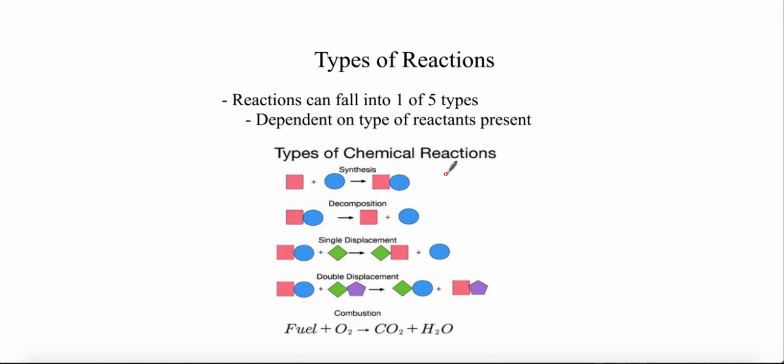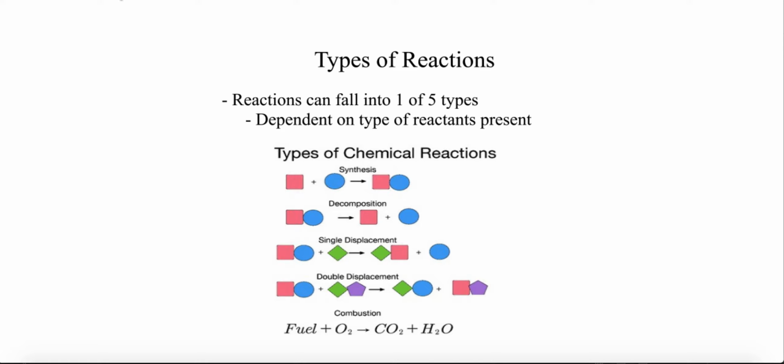Lastly, our combustion reaction, which everybody knows as fire, explosions, all that cool stuff about chemistry and science, is a reaction where you're going to have a fuel, typically what's known as a hydrocarbon, reacting with oxygen because we know that fires need oxygen, and that's going to produce carbon dioxide and water.